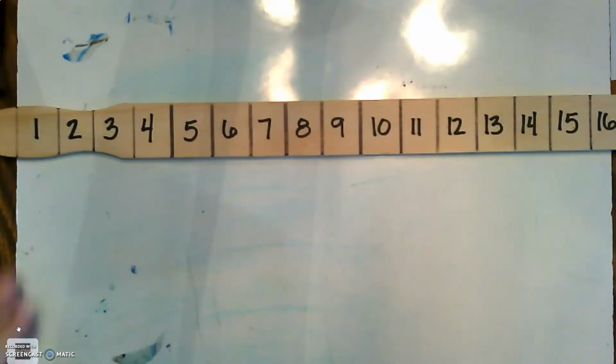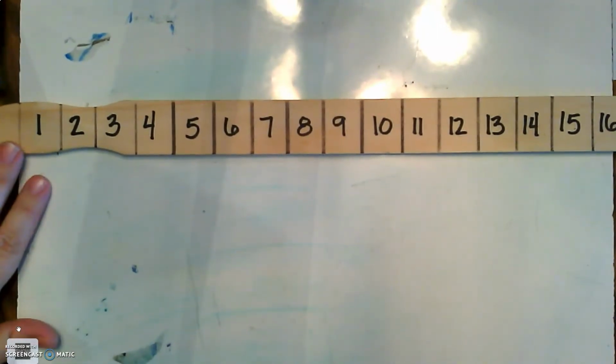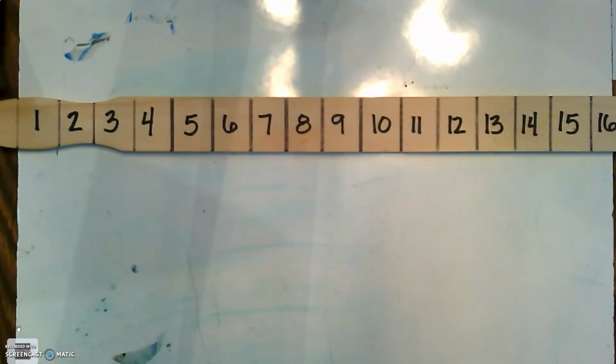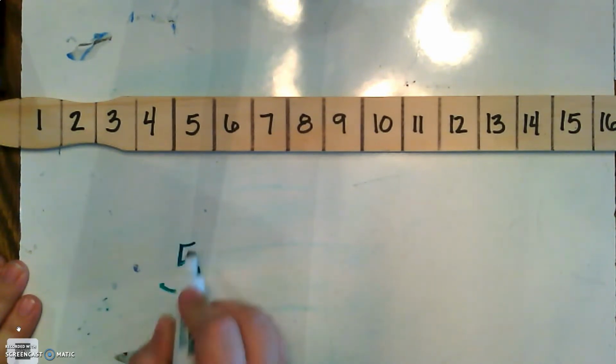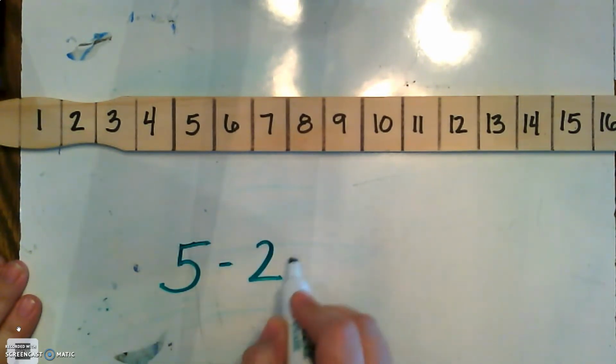Great job, boys and girls. Just want to go over the subtraction problems with you quickly, and then we will move on with the rest of our lesson. So our first problem that we had, or one of our problems, was 5 minus 2 equals blank.